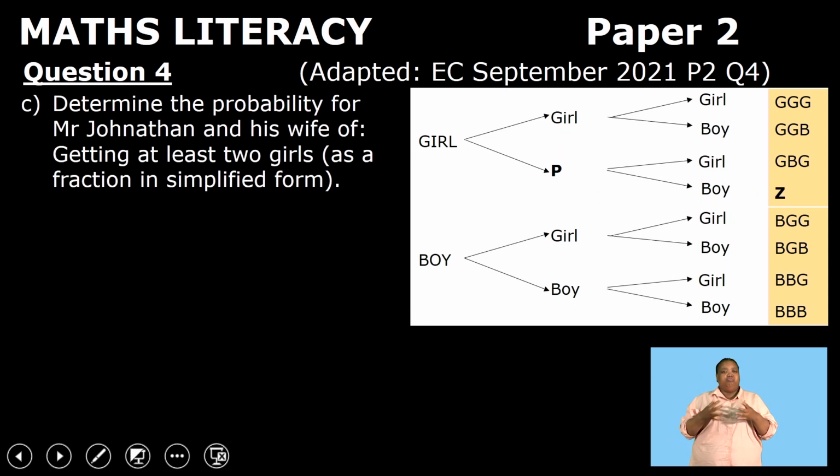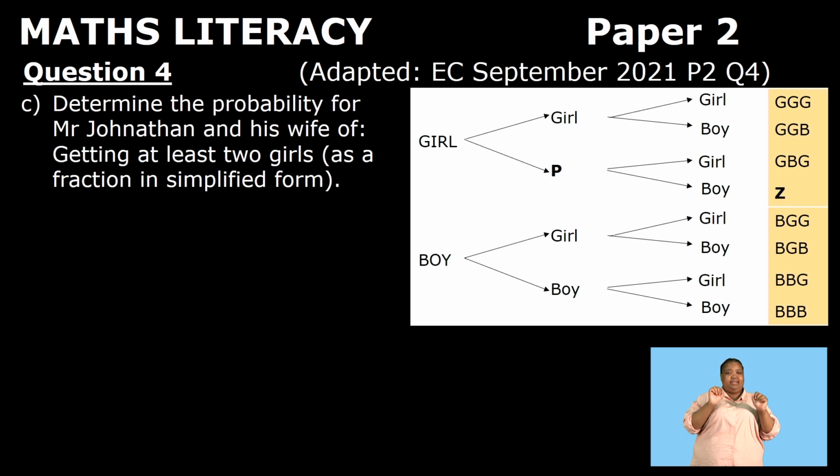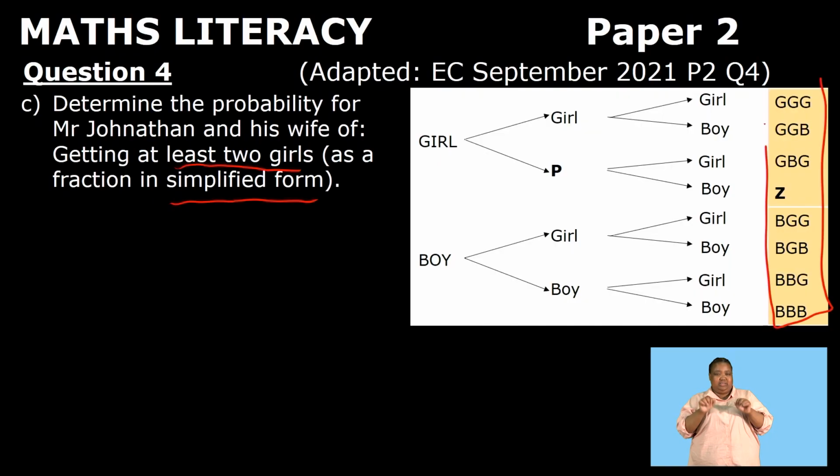Determine the probability for Mr. Jonathan and his wife of getting at least 2 girls as a fraction in simplified form. Please remember, guys, probability can be written as a decimal, a fraction in simplified form, or a percentage. But you need to pay special attention to the type of answer they want. Now, these in the orange block are all the possible outcomes. Let's count. There's 1, 2, 3, 4, 5, 6, 7, 8.